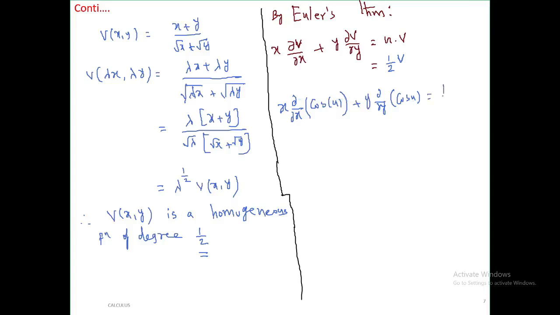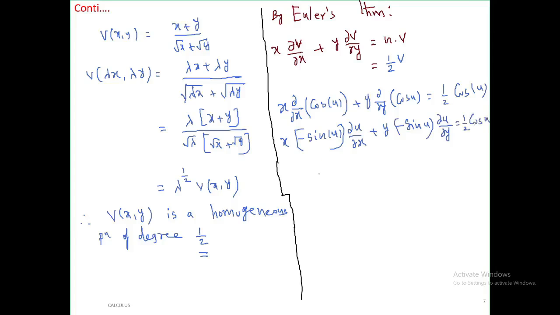This is equal to half times cos u. So x into dou by dou x of cos u. U is a function of x and y, therefore what is dou by dou x of this? First of all, the derivative is minus sin u, and then by the chain rule dou u by dou x, because u is a function of two variables. First the derivative of cos u, next the derivative of u, plus y into again minus sin u and dou u by dou y, is equal to half times cos u.